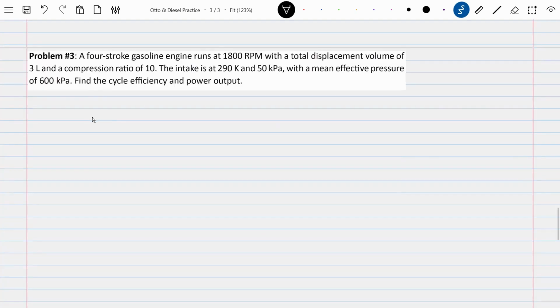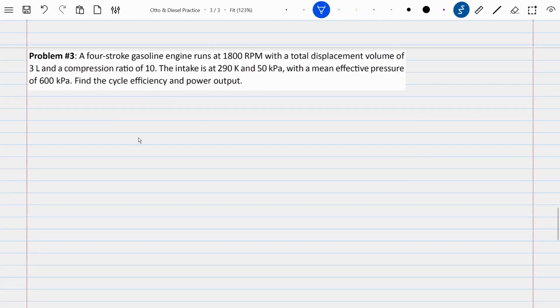Okay, so for the third problem, we are again looking at a gasoline engine, which is running on an Otto cycle, right? This gasoline engine is running at 1800 RPM with a total displacement volume of 3 liters. Compression ratio is also given. The intake temperature and pressure are also provided. The mean effective pressure, the pseudo pressure that we discussed earlier, is also given. We are tasked to find the cycle efficiency and the power output.